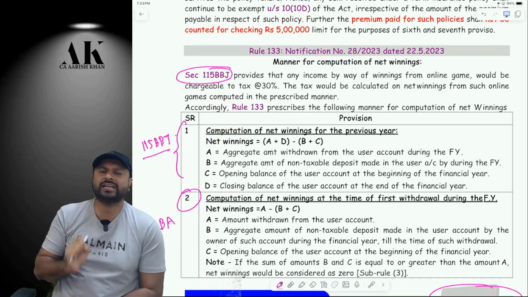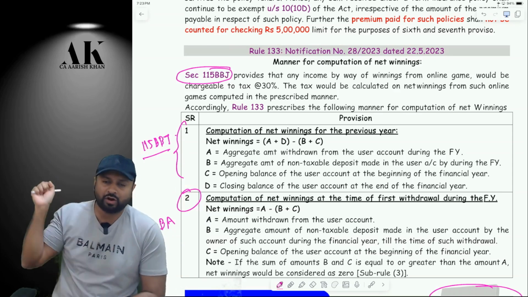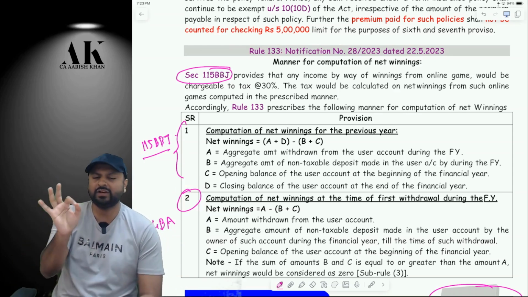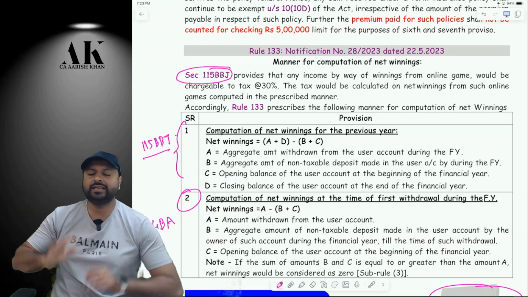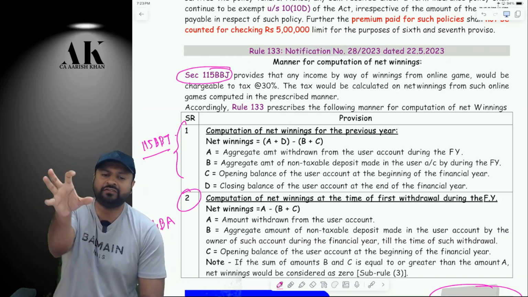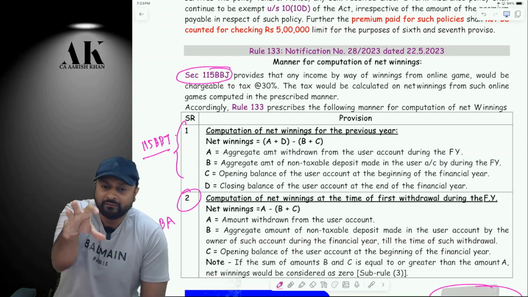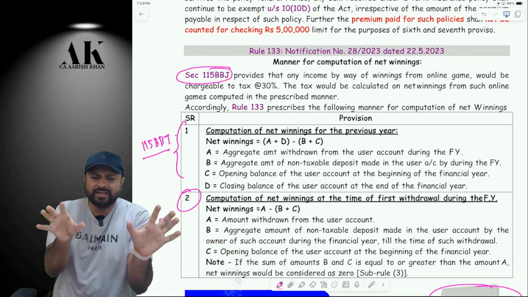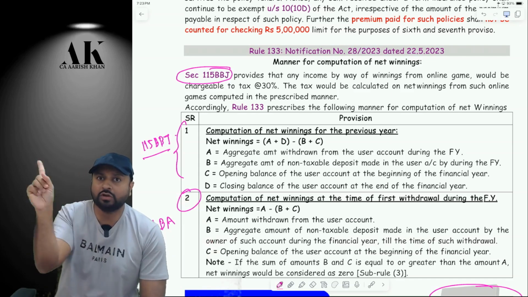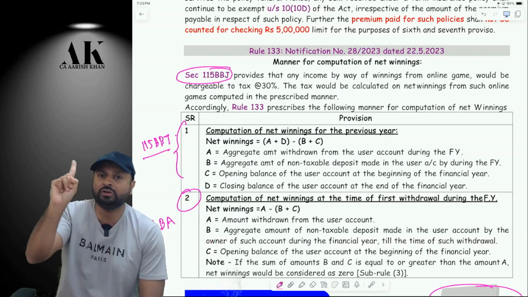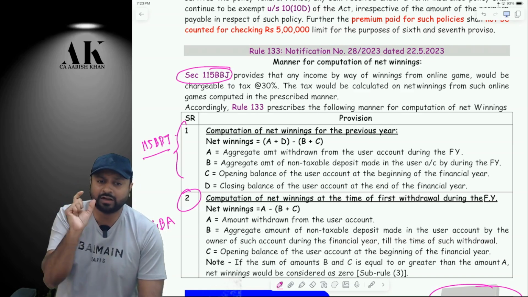Because if they had said that the tax would be 30% of the amount withdrawn, listen carefully, all of you, then it is a very simple sentence. 30% of withdrawal means whatever you withdraw, you pay 30% tax on that. But the law is not using the words 30% of withdrawal. What is the law using? 30% of what? 30% of the net winnings.